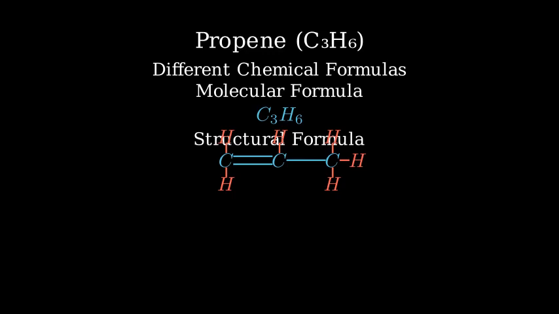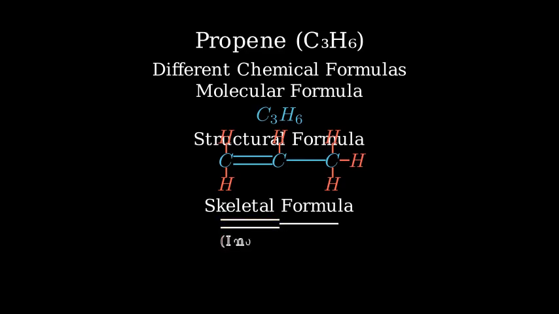Finally, let's look at the skeletal formula. In this simplified representation, each vertex represents a carbon atom, and the double bond is shown with 2 parallel lines. Hydrogens aren't shown. They're implied based on carbons needing to form 4 bonds.